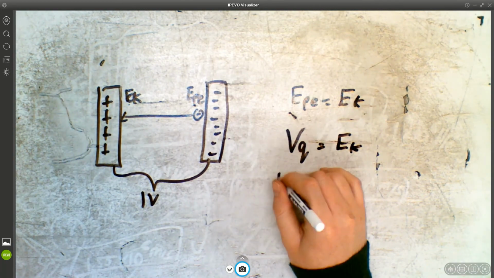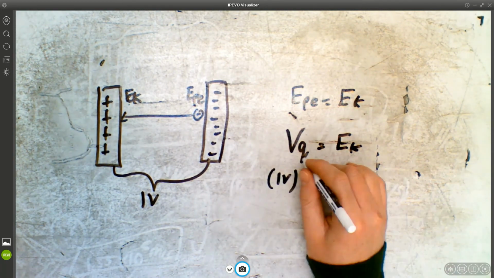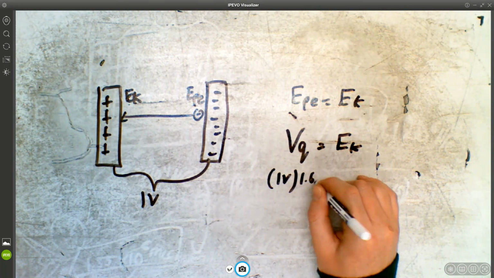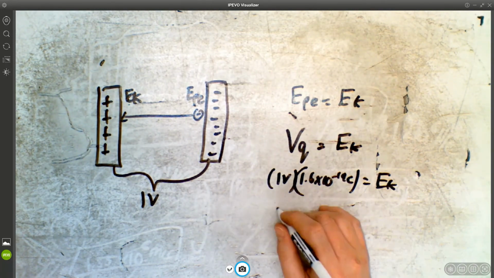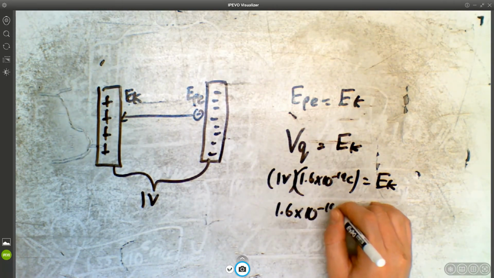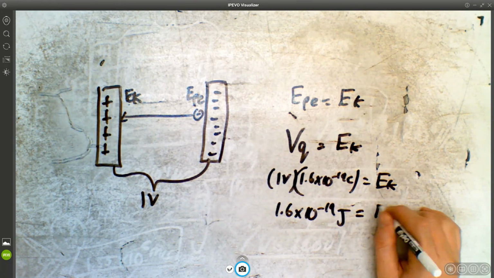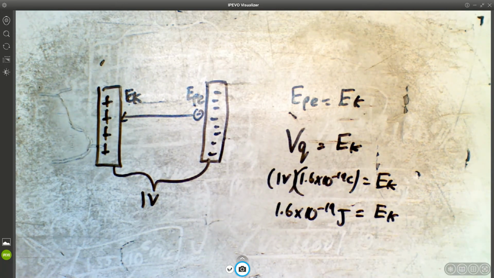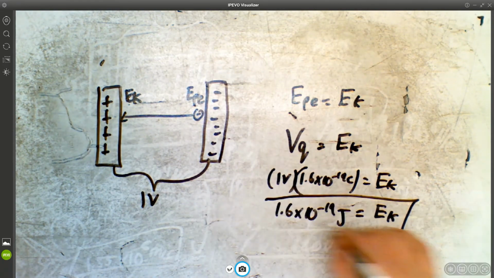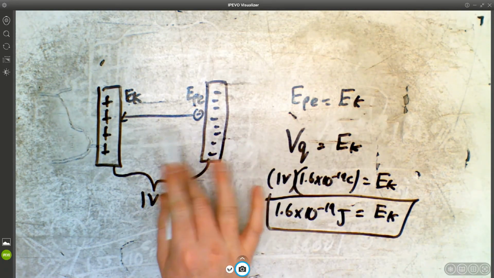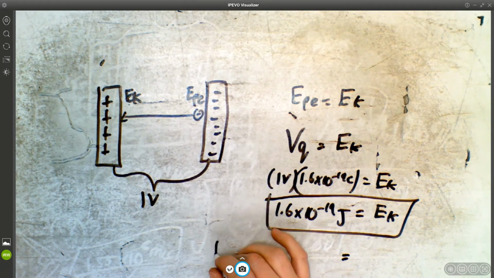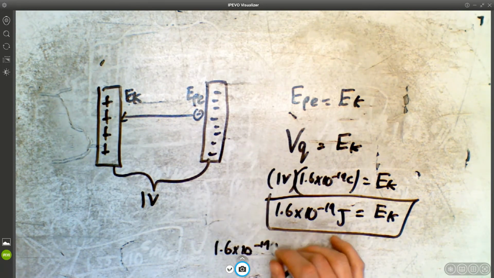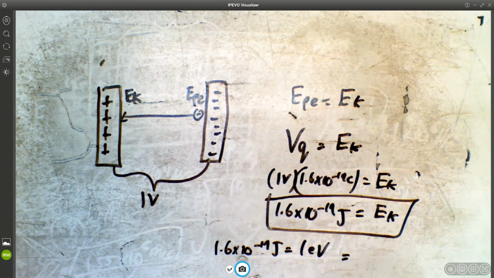So my voltage is 1 volt, and my charge is 1.6 times 10 to the negative 19 coulombs, because that's my electron, and that's going to be my kinetic energy. So it's 1.6 times 10 to the negative 19 joules is my kinetic energy, right? This is the amount of energy that an electron will gain as it goes through 1 volt. This is an ugly number. So instead of saying 1.6 times 10 to the negative 19 joules, they said that just equals a thing called an electron volt.